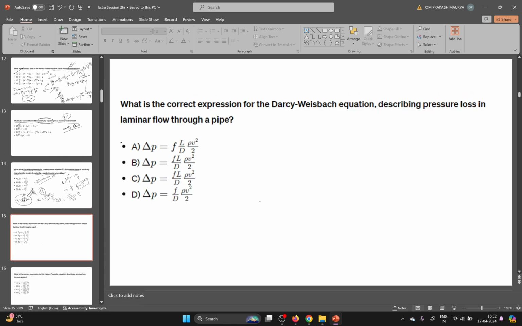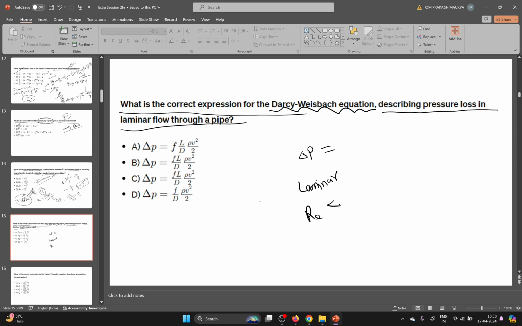Now, the next question is: what is the correct expression for the Darcy-Weisbach equation describing pressure loss in laminar flow through a pipe? Pressure loss, laminar flow through pipe. Flow is laminar, that is, your Re is what? Less than or equal to 2000. Somewhere it is written 2100, somewhere 2300. Don't be confused, in the case of pipe flow.